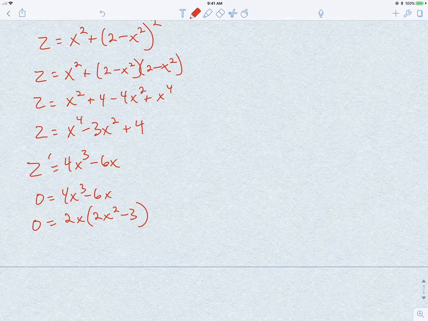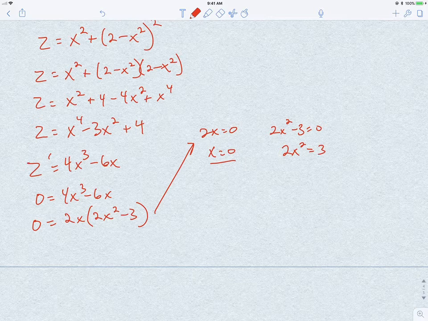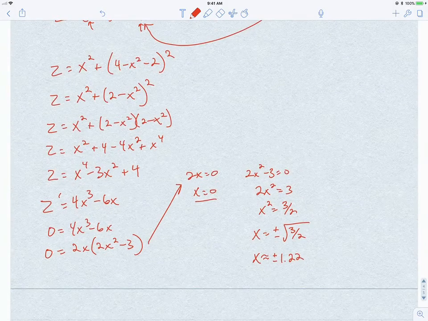So if I common factor out a 2x, I set each factor equal to 0, and those would be our solutions. Let me do that up here. So 2x equals 0, and 2x squared minus 3 equals 0. So we get x equals 0. There's our critical value. And we add 3, divide by 2, square root. Remember, when we square root, we have the plus and the minus version. So the square root of 3/2. You can change that to a decimal if you like, just so we know where that number is. That is approximately plus or minus 1.22.